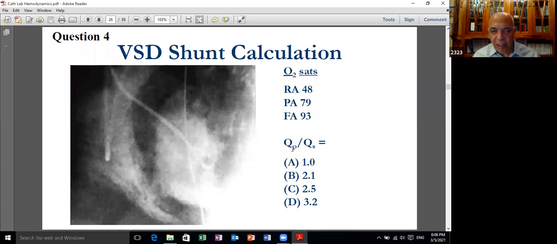Here you have the femoral artery, 93, minus 48 divided by 93 minus 79, so it will end up with a significant left to right shunt. Obviously, in patients with myocardial infarction, most of the patients have significant shunt, and we rarely do that.